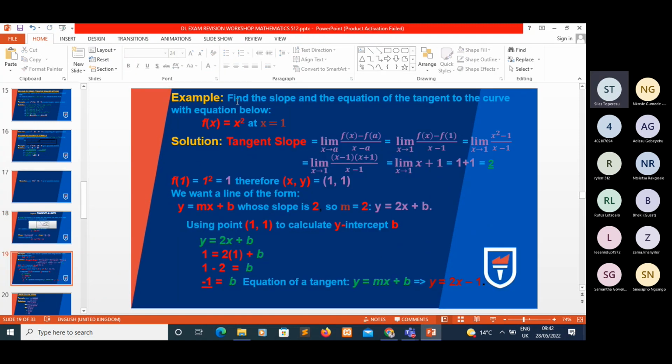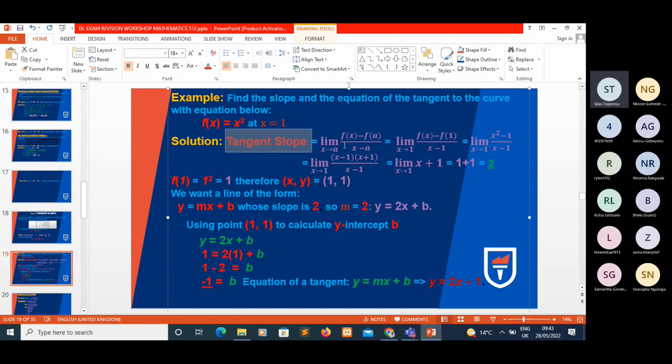Okay, so the slope of a tangent line. Find the slope and the equation of a tangent line to the curve with the equation. For example, say I've got f(x) equals x squared. They say calculate the slope at x equals 1. So you need to find the slope of a tangent line.